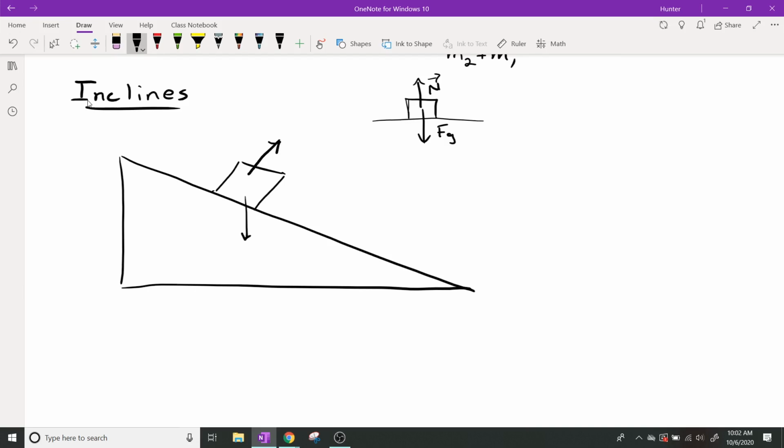Okay, now erase that because the digital students can't actually see that. There we go. So there is a normal force that is 90 degrees to the surface, and there is a force of gravity, and the force of gravity is mg, and it always, no matter what, points straight down.